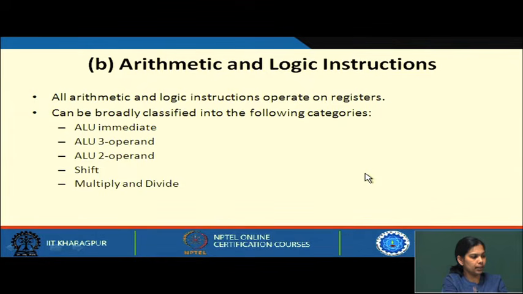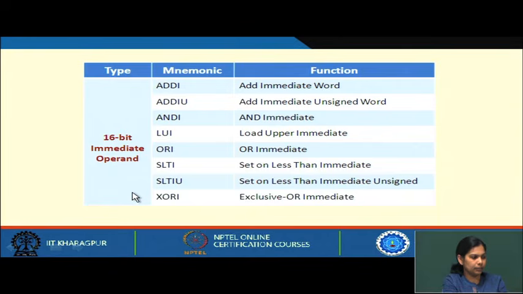Let us move on with arithmetic and logic instructions. MIPS32 has a wide variety of arithmetic and logic instructions, which can be broadly classified into the following categories. The categories include ALU immediate, ALU with 3 operands, ALU with 2 operands, shift, and multiply and divide. So, let us see this set of arithmetic operations.